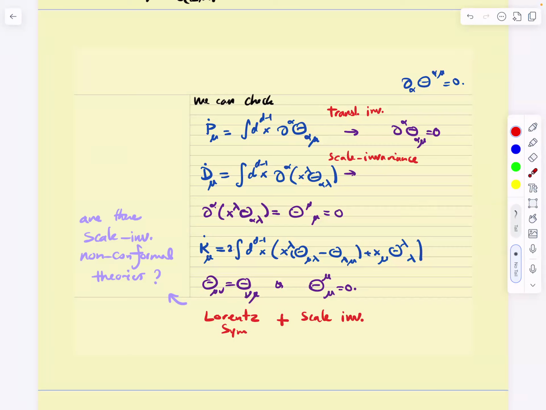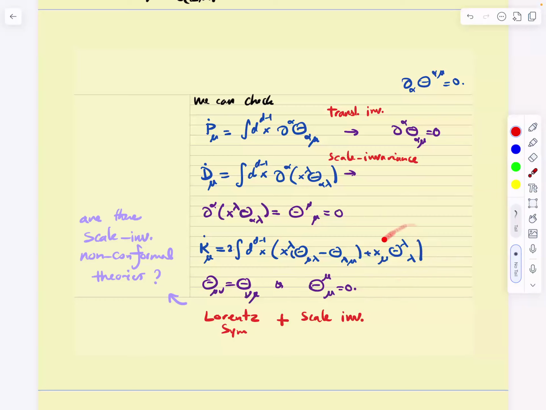Now we define K mu, which is the special conformal transformation charge. The derivative of this will take this form. Now, if there are theories that are scale invariant and translation invariant, but not conformal invariant, we'll have to have a non-vanishing term here, classically speaking. All right, so let's see what happens.